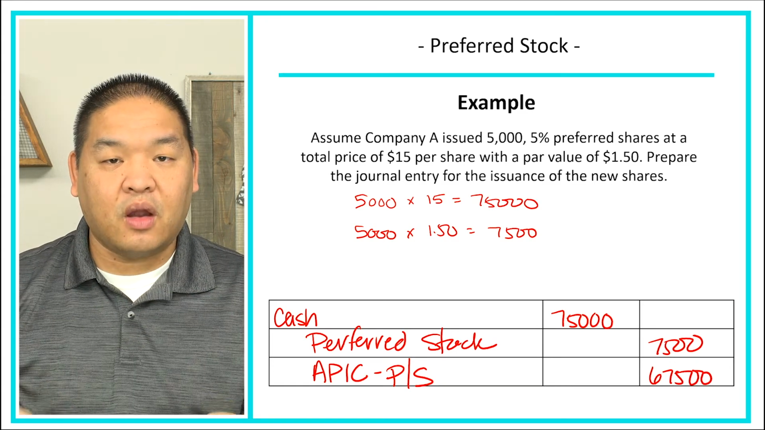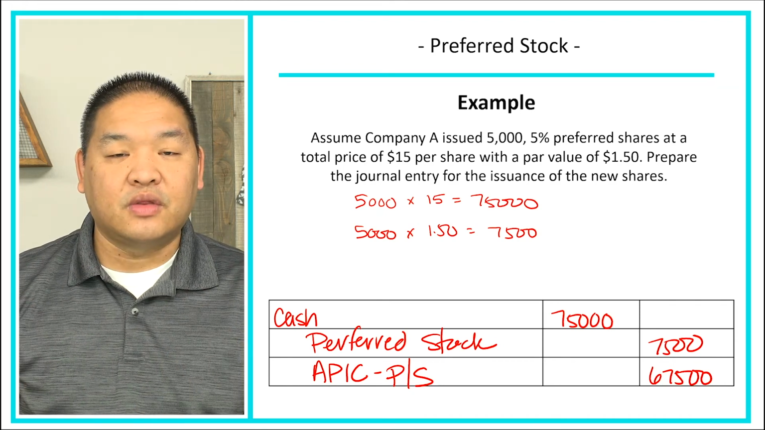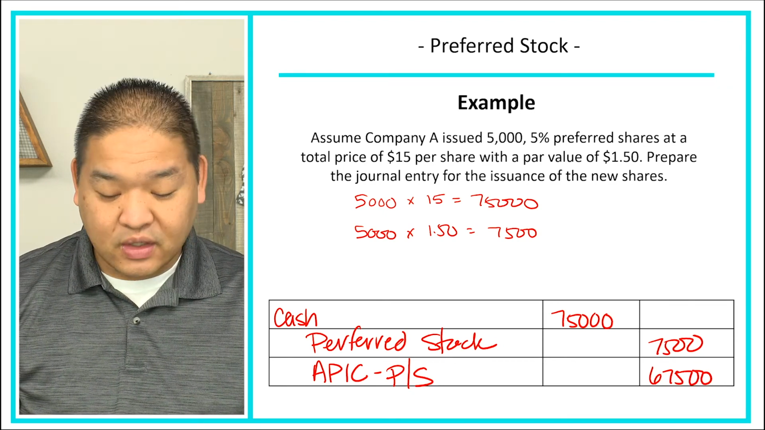So that's what our journal entry would be for a preferred stock issuance. We're going to separate our par from our non-par amount, and then we're going to book those into credits, and we're going to debit the actual cash.